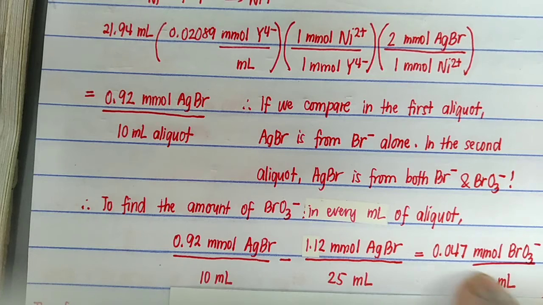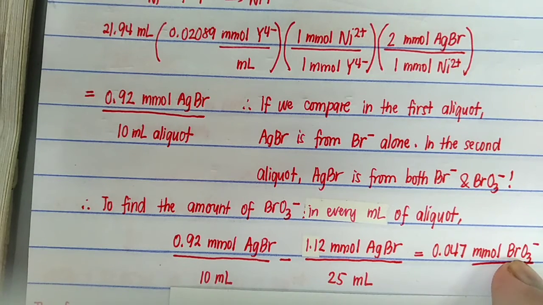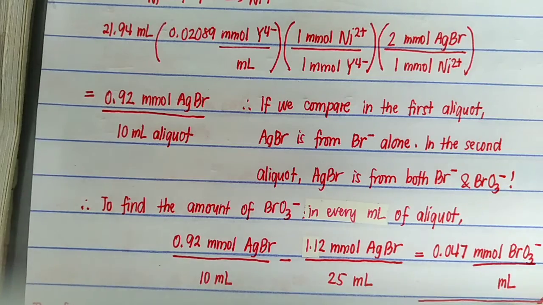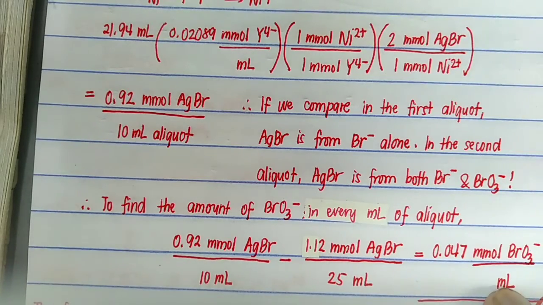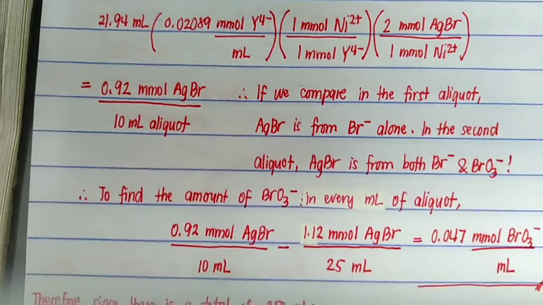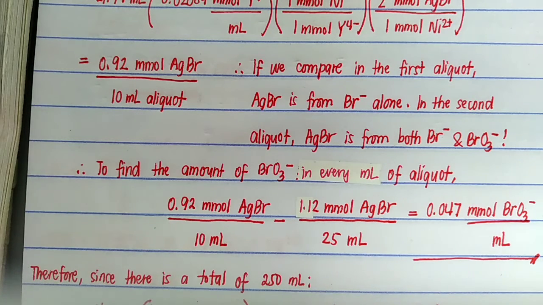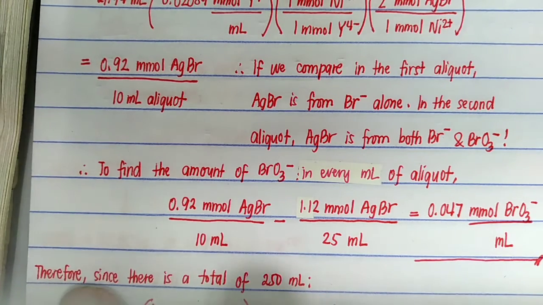And so we're able to compute just how much bromate ion was present for every ml of the aliquot. Now this is the second thing that we're after. So we also have to take note of this one as well. So now that we know how many millimoles of bromide there is and how many millimoles of bromate there is for every ml, we now take note.